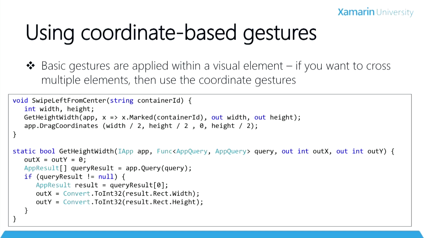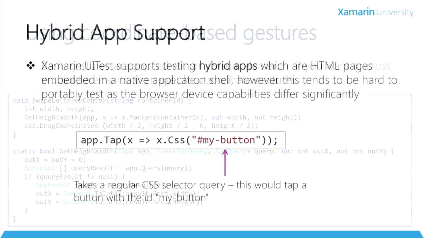It calls a static method to get the height and the width on the running device, and then it uses the drag coordinates method to perform the swipe. You can use this same technique to create all sorts of complex gestures to drive the app if necessary.